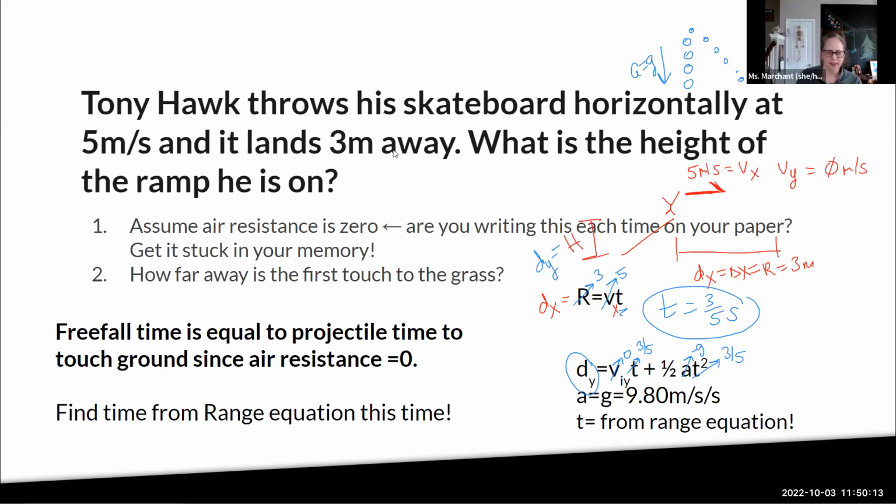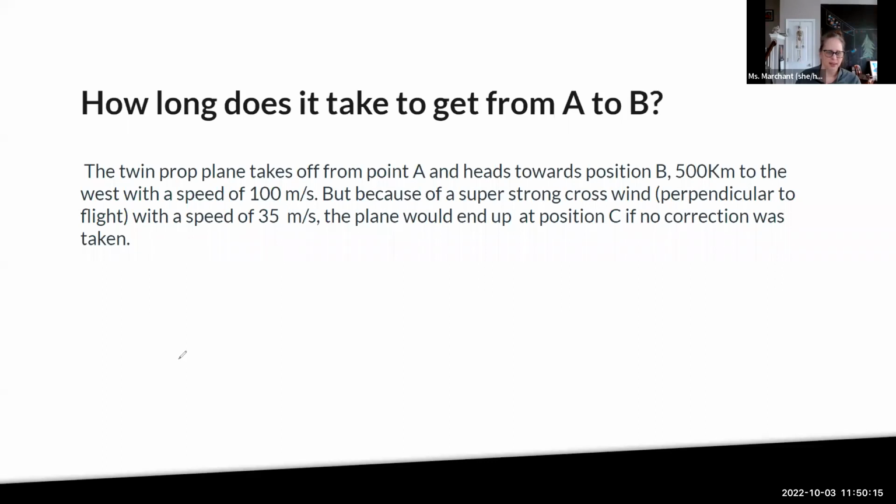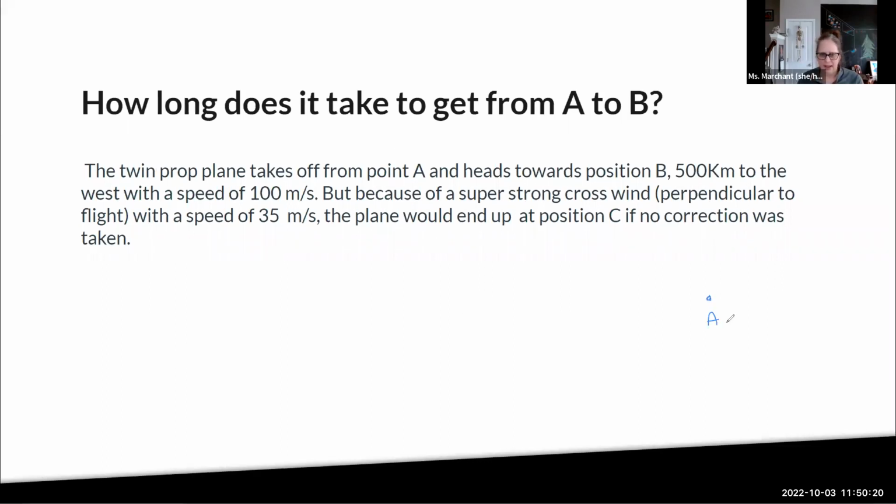All right, how long does it take to get from A to B? The twin prop plane takes off from point A and heads towards position B, 500 kilometers to the west. This is the west direction, 500 kilometers, and I'm going to fix that right now: 500,000 meters. But always read the problem to see if you're supposed to convert or not. Sometimes you are, sometimes you're not.